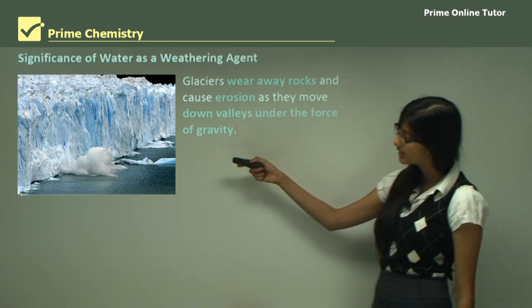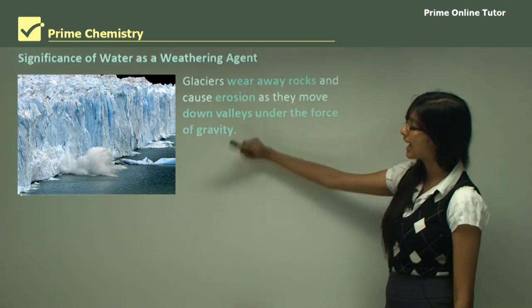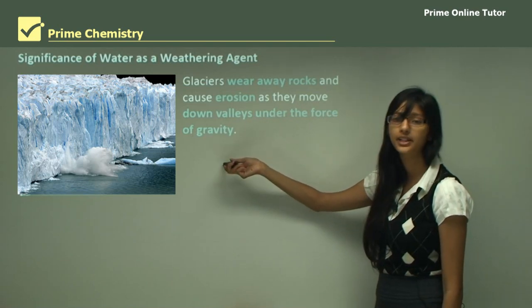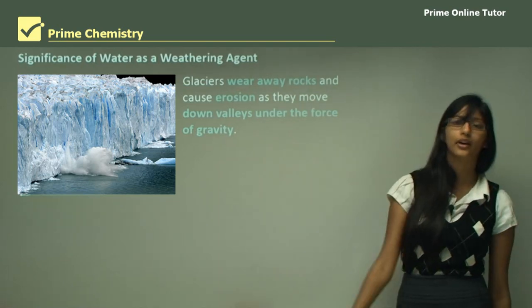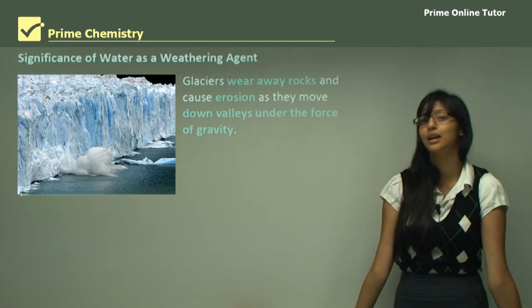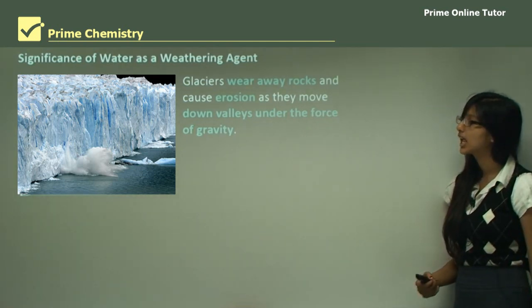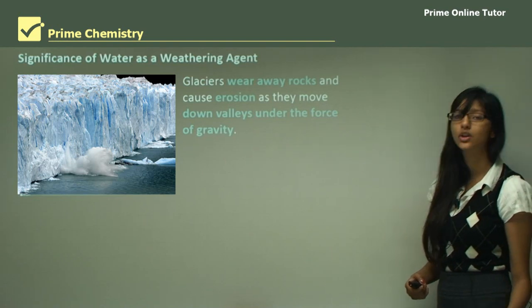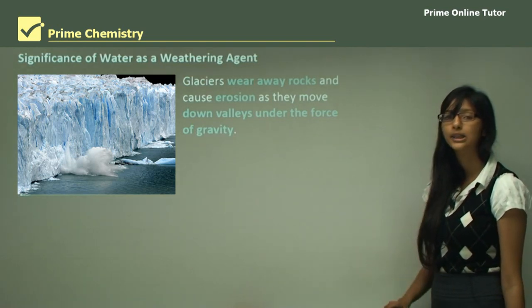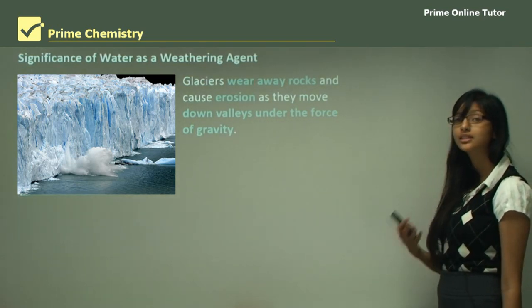There you can see that the glaciers are moving down because of the force of gravity, because gravity causes us to stay on the ground. We do not float in air because of the force of gravity. Same with glaciers, they move down because of the force of gravity, and this causes the rocks that come in their pathway to break. So they break the rocks, they erode them.